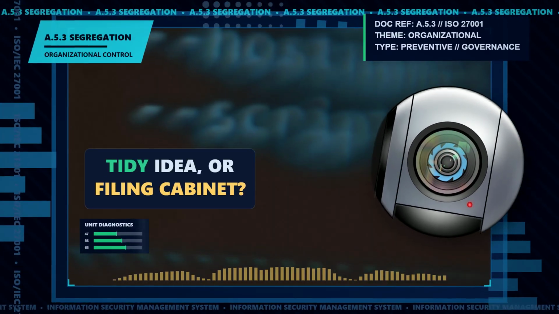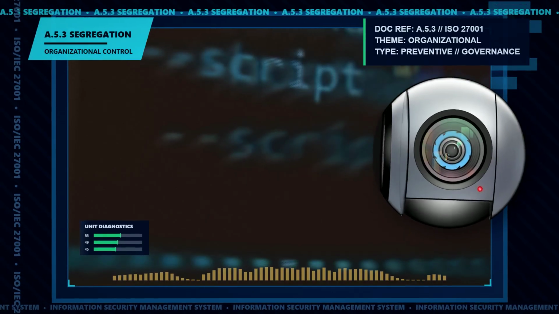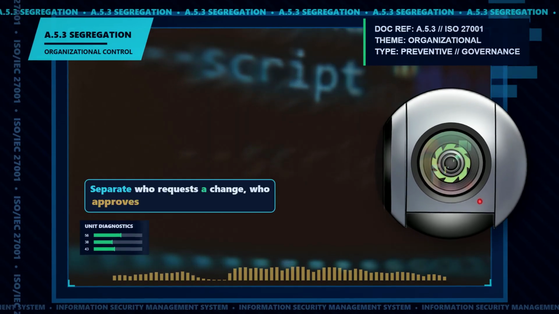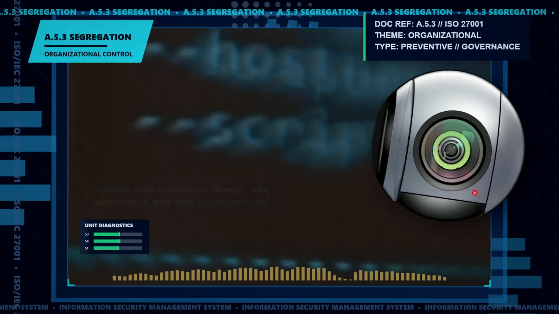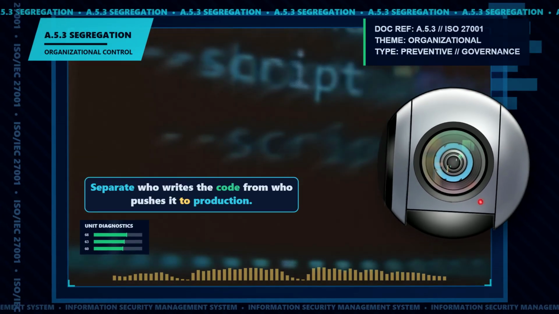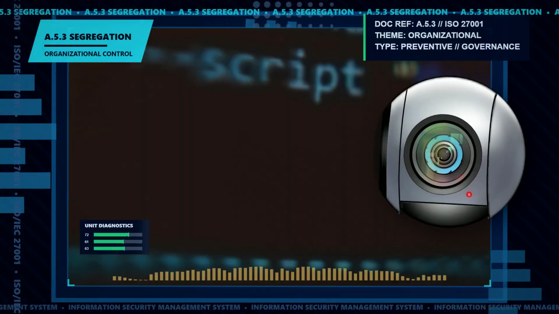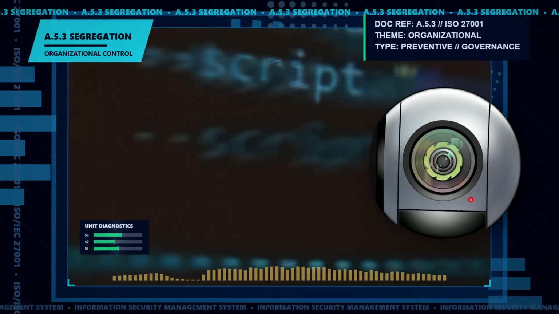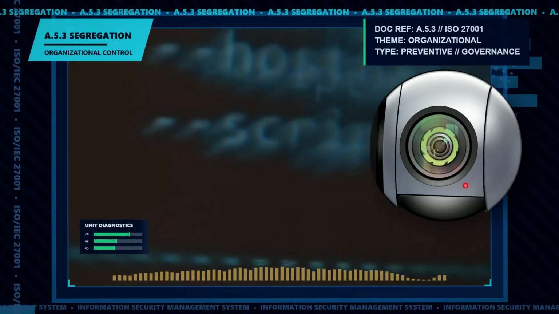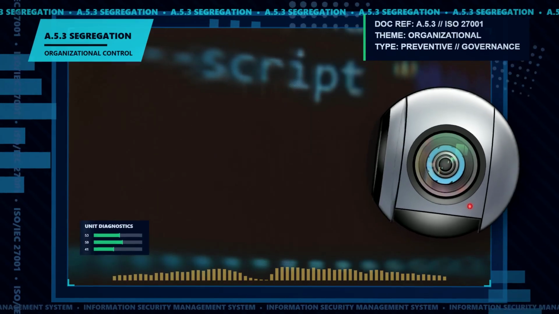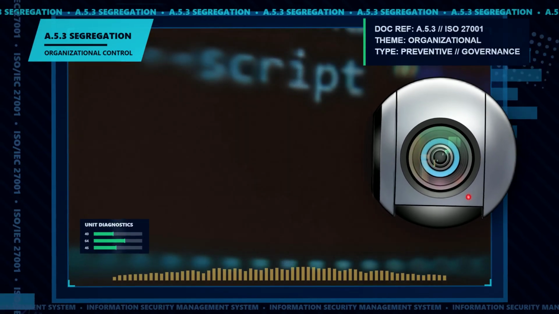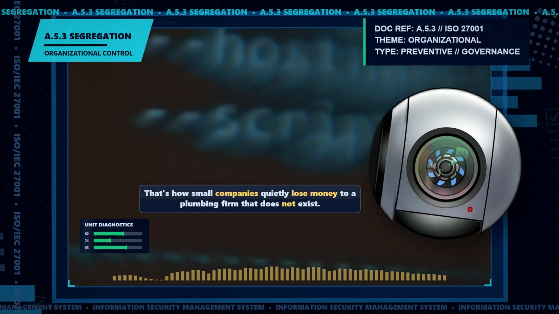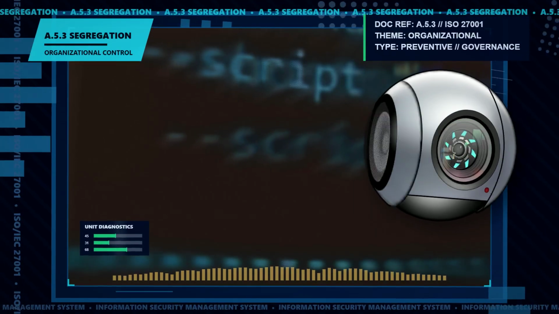So what counts as a conflicting duty? Here's the shape of it. You want to separate who requests a change, who approves it, and who implements it. You want to separate who writes the code from who pushes it to production. You want to separate who administers a system from who checks that system's logs. You want to separate who sets up a supplier and who pays the supplier, because that one is how small companies quietly lose money to invoices from a plumbing firm that does not exist.